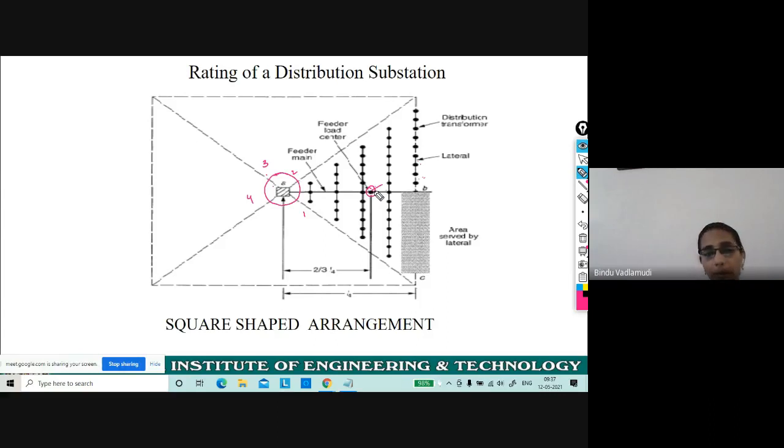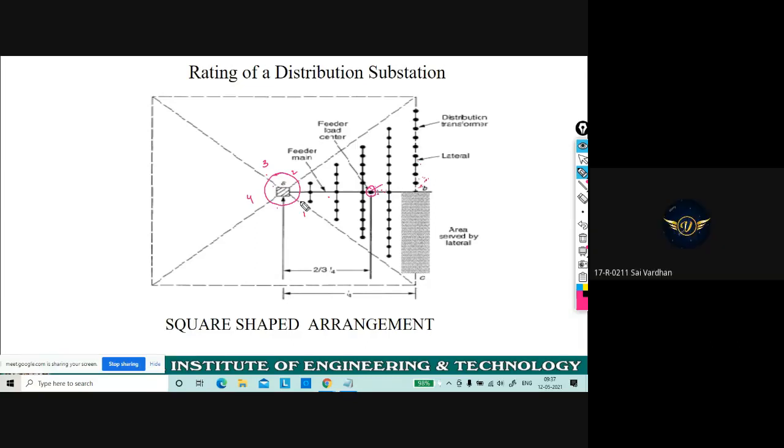The feeder rating is equal to the load connected to that feeder. How is the rating of that load calculated? Based on the number of laterals connected to that feeder. The sum of the lateral ratings gives you the feeder loading, and the sum of the feeders gives you the rating of the substation. Is it the sequence?